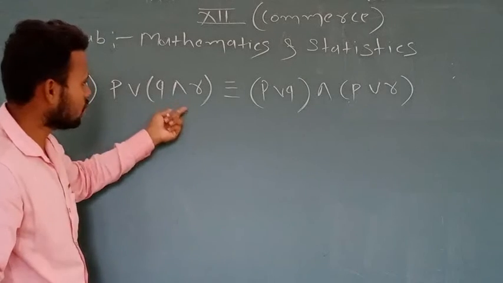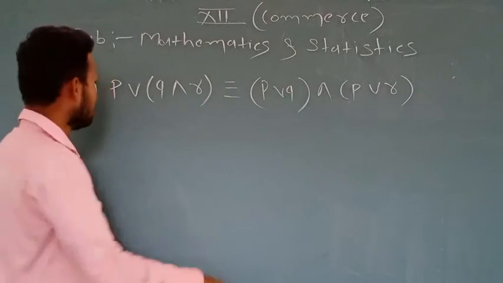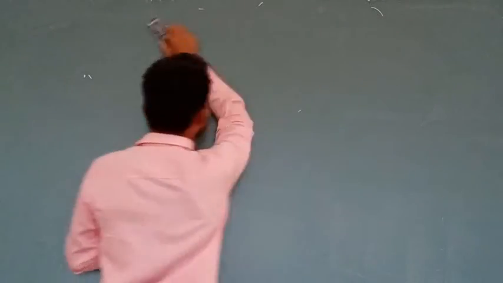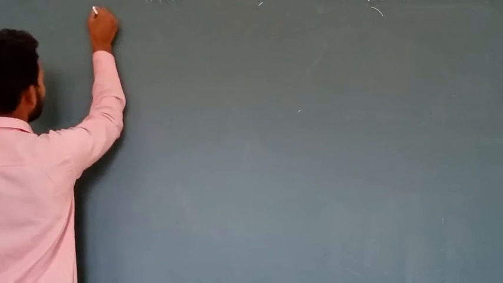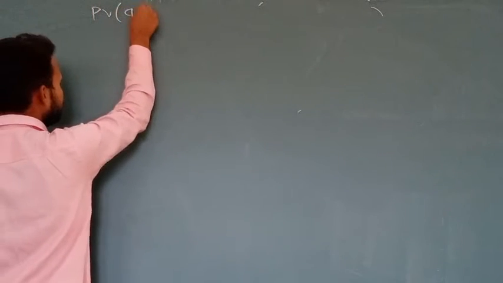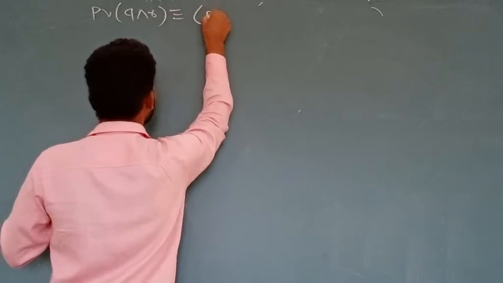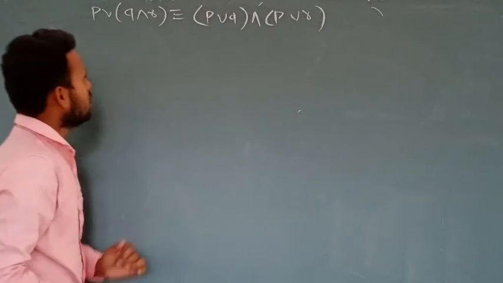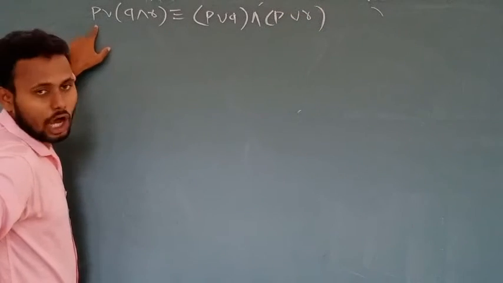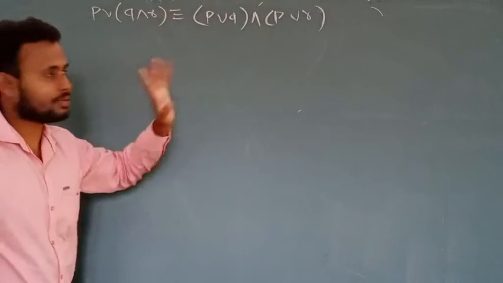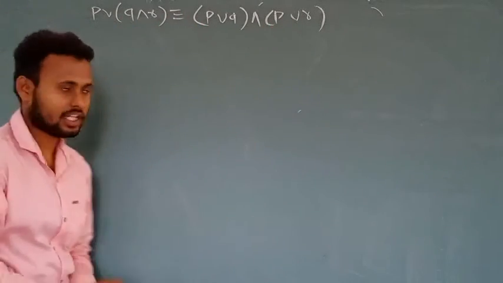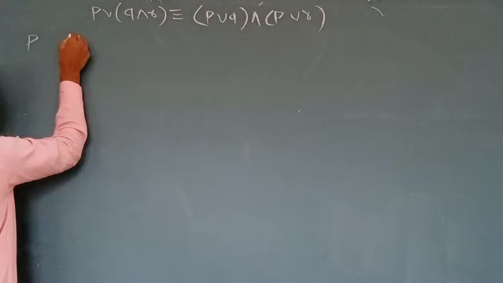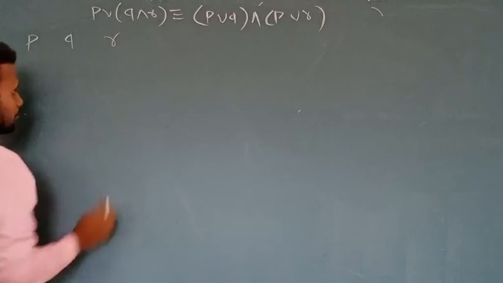Therefore, in the solution, first we draw the truth table of these two statement patterns. First, the statement P join with Q meet with R, which is equivalent to P join with Q, meet with P join with R. Now in the given statement pattern, how many statements are there? P, Q, R, which means three statements. Here also P, Q, R, three statements. Therefore the first statement is P, the second statement is Q, and the third one is R.